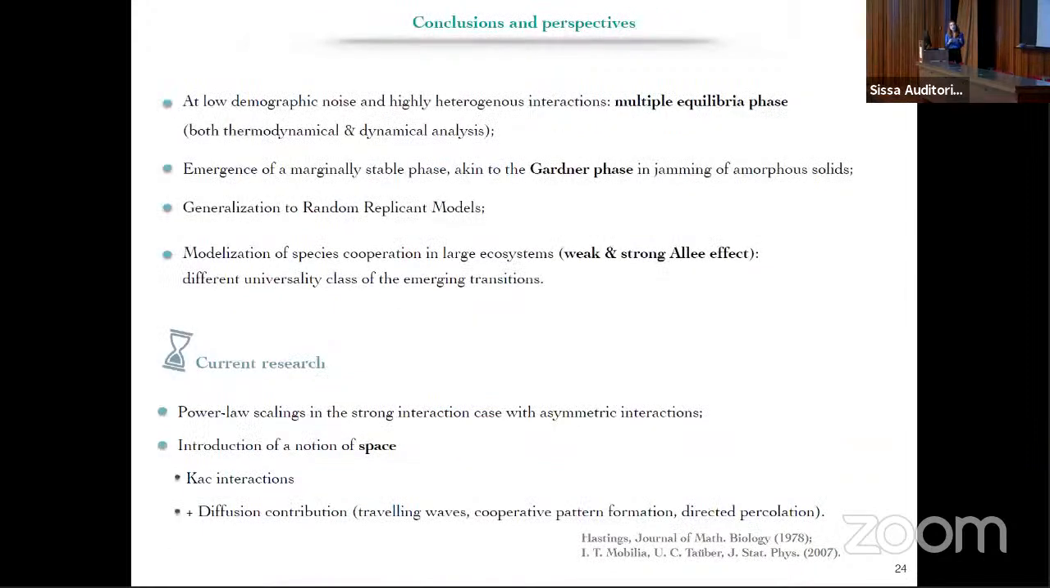And so, to conclude, I presented today two different models, one based on the Lotka-Volterra model with random interactions, in which we detect different multiple equilibria phases, both from a thermodynamic analysis and a dynamical approach based on dynamical mean field theory. And also a Gardner phase, which, as I said, is extremely interesting in light of glassy systems because it is an amorphous phase associated with a hierarchical and fractal structure in the organization of the equilibria. The important point that I didn't have time to mention is that this Lotka-Volterra model can be generalized to replicator dynamics, to random replicator models. If you are interested, there are more details in the paper.